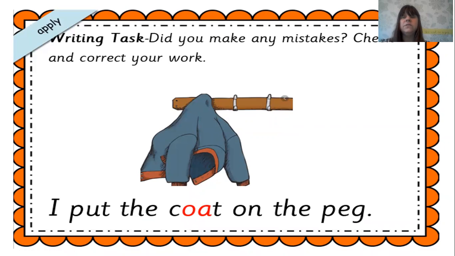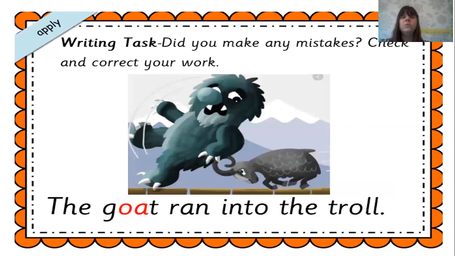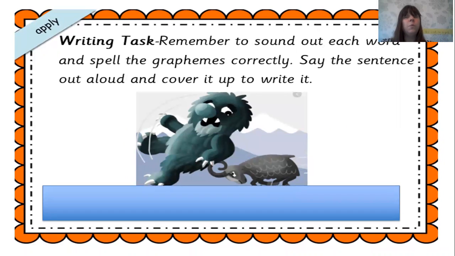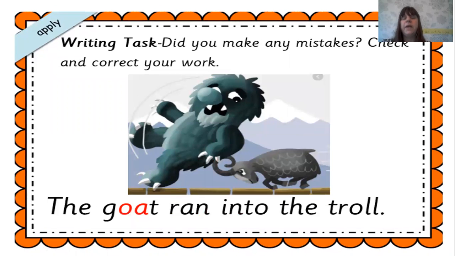The final sentence for you today is going to be, the goat ran into the troll. Let's all say it. The goat ran into the troll. And I would like you to practice that with your adult. Remember, you can go back so you don't peek. But if you need to peek, because you get a little bit mixed up, just go to the next page or pause the video, and go backwards and forwards. It's entirely up to you.